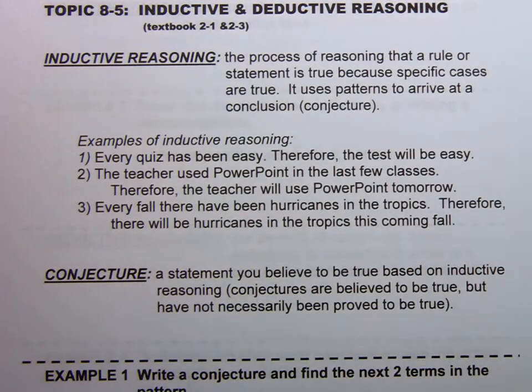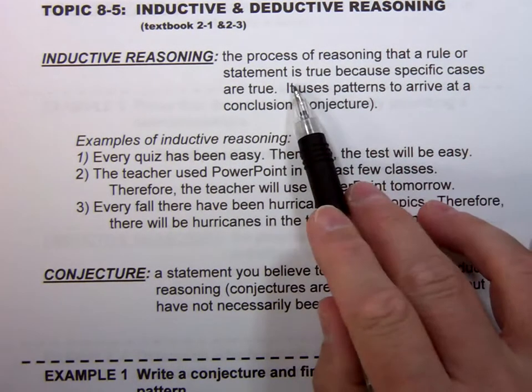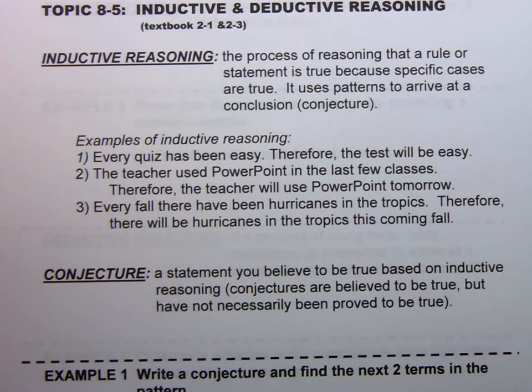We're talking about inductive and deductive reasoning today. Inductive reasoning is the process of reasoning that a rule or statement is true because specific cases are true. It uses patterns to arrive at a conclusion, and that conclusion is called a conjecture.